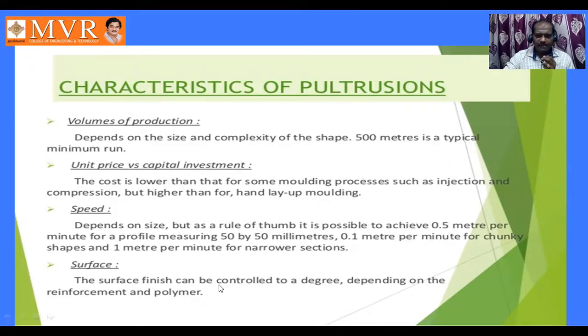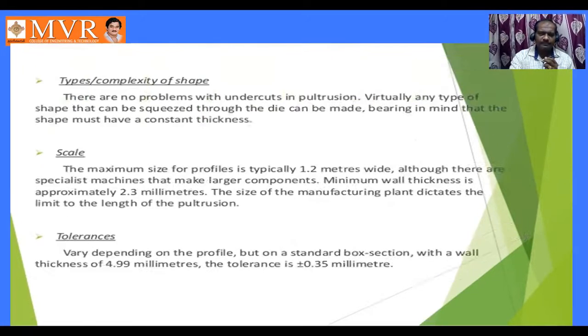The surface finish can be controlled to a degree depending upon the reinforcement and polymer types. Complex shapes: there are no problems with undercuts in pultrusion. Virtually any type of shape that can be squeezed through the die can be made, bearing in mind that the shape must have a constant thickness. Scale: the maximum size for profiles is typically 1.2 meters wide, although there are specialist machines that make larger components. Minimum wall thickness is approximately 2.3 millimeters.